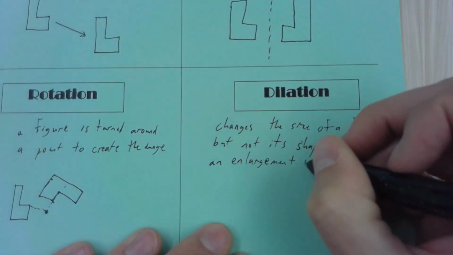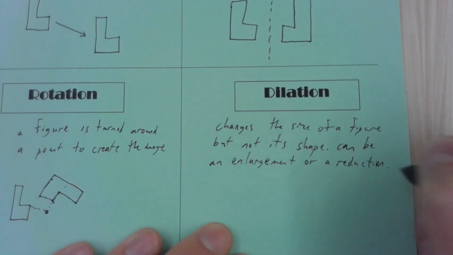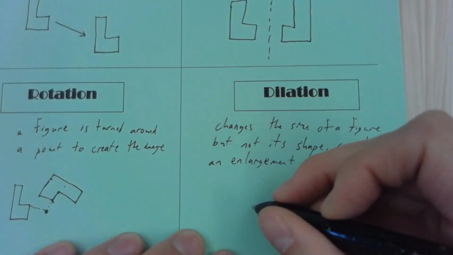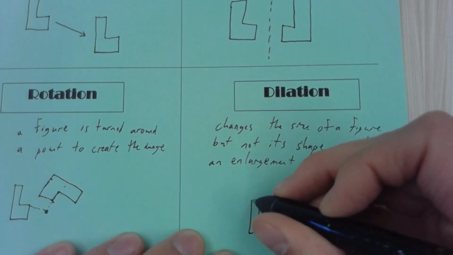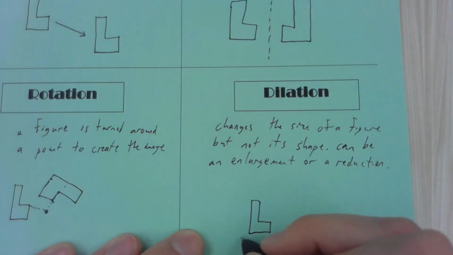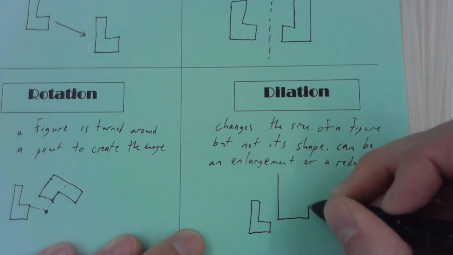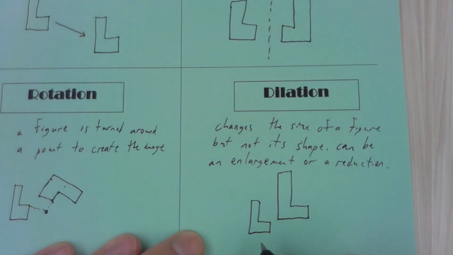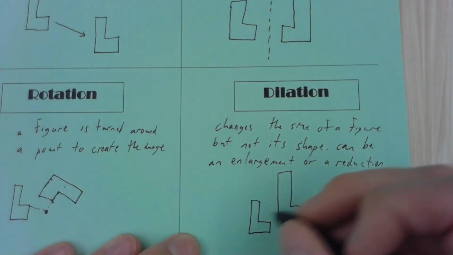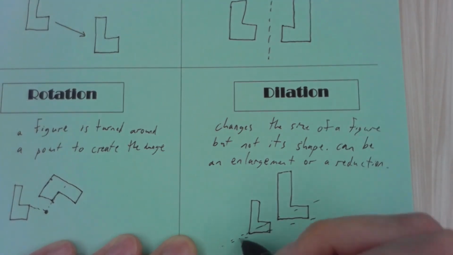Enlargement or a reduction. So for instance, that same kind of L shape, if I were to blow that up, making it larger, that's an enlargement. Oftentimes we're going to enlarge from a point.